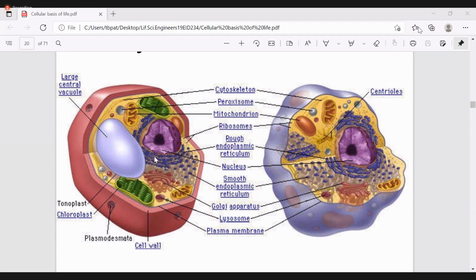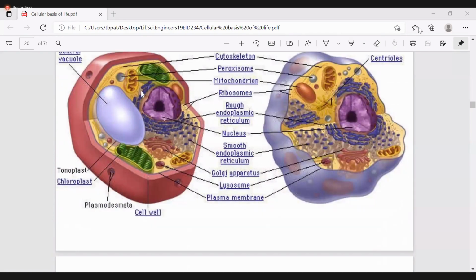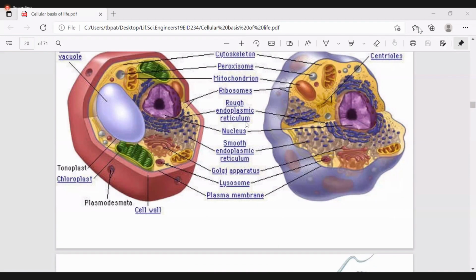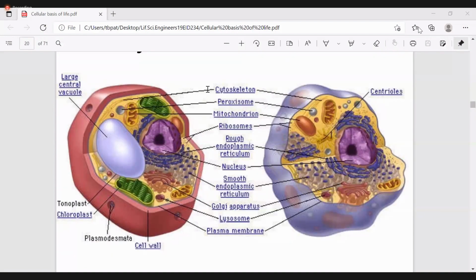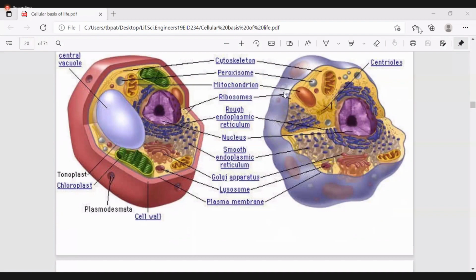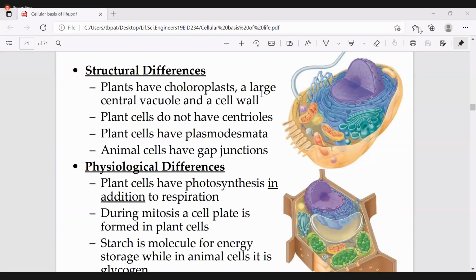The major difference is that chlorophyll is contained in plant cells. Structurally, plant cells have chloroplasts, which contain chlorophyll, a large central vacuole, and a cell wall, and plant cells do not have any centrioles. Plant cells have plasmodesmata. Animal cells have gap junctions. These are the smaller differences. This is the plant cell. This is our animal cell.